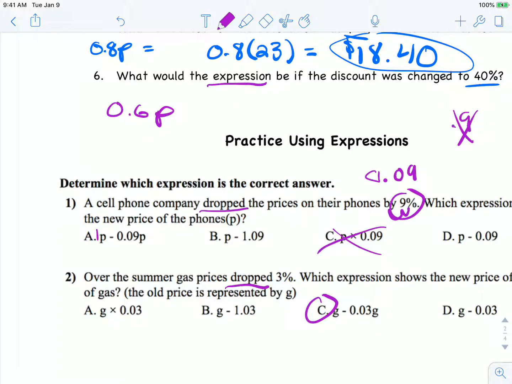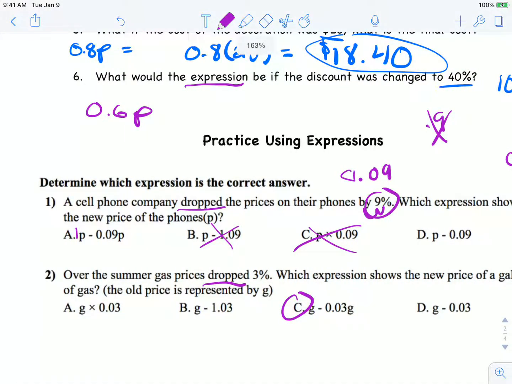So this one should be out because it's not takeaway. This is called process of elimination. And we're only taking away 0.9, so this one should be out. We're not taking away 1.09. That would be, 1.09 would be over 100%, right? That would be 109%, so that's wrong. So then I was between A and D.